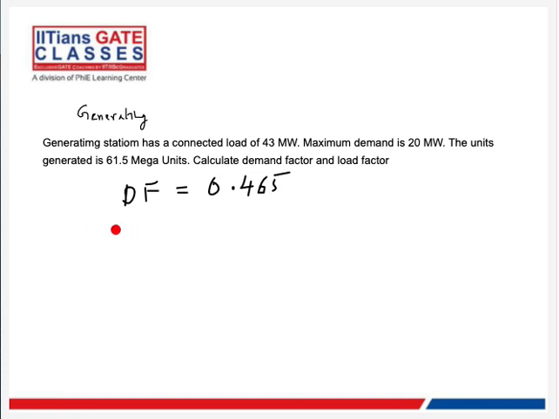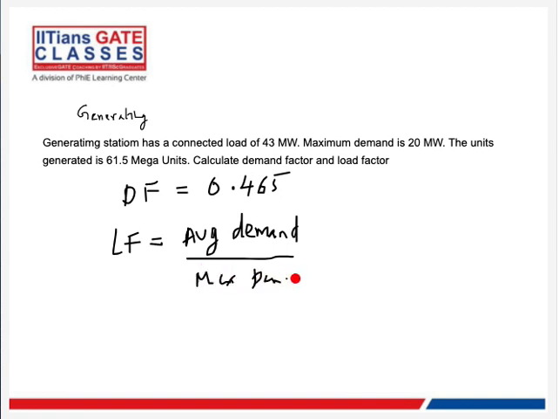So what is load factor? Load factor is basically average demand divided by maximum demand. So we know that the maximum demand, the denominator, is 20 megawatt. But we don't know what the average demand is, right?